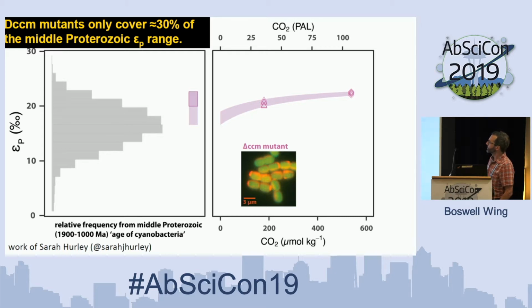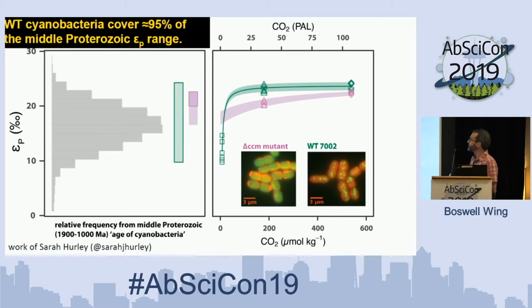Fortunately, though, it's a relatively simple system to model, where you just have CO2 diffusing into the site of carbon fixation. So we were able to model what might happen at lower CO2 levels. Even at relatively low CO2 levels, what you can see is that the range of carbon isotopes that are produced by these potentially physiologically ancestral cyanobacteria does not cover more than about 30% of the epsilon primary productivity range that we see in the middle Proterozoic.